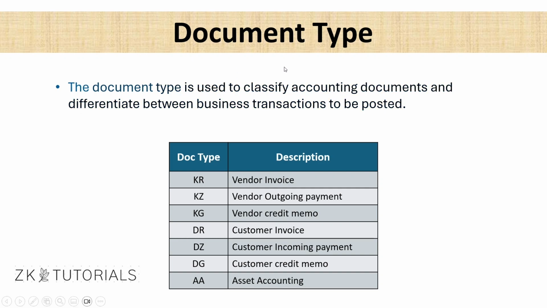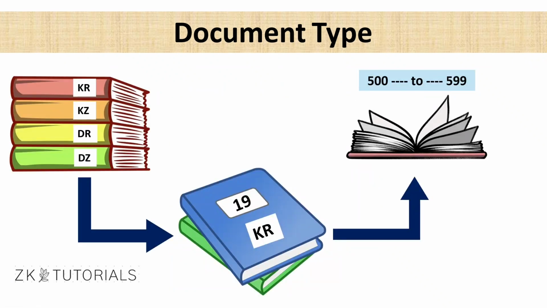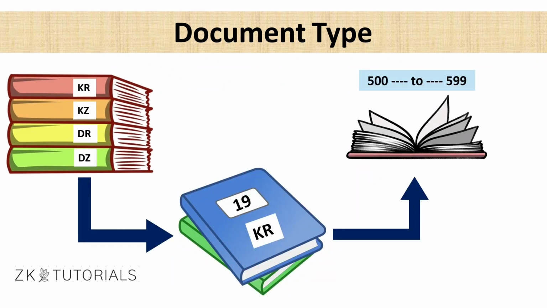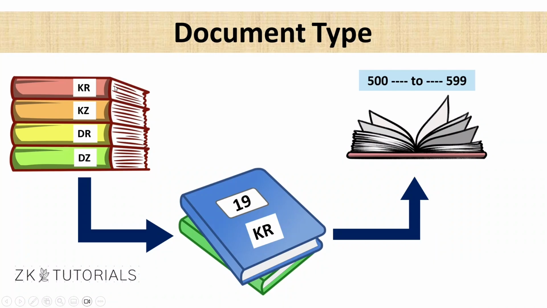Now we will see how the document type works. So we have KR, KZ, DR, DZ. These are all the document types. In this book, all the KR invoice documents will be there, and in KZ, all the documents related to KZ will be there. For each document type, there is a number range. The book number range will be 19 for KR. This is the standard number given by SAP. We can change the number as per the business requirements, and also the document type.